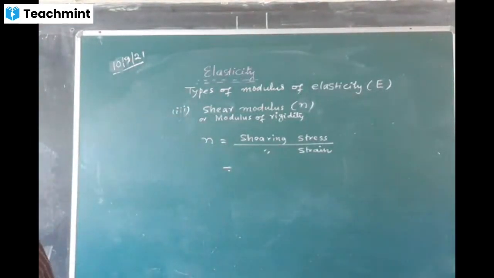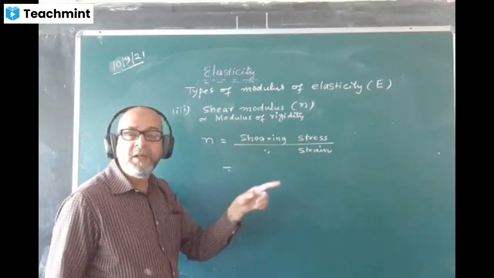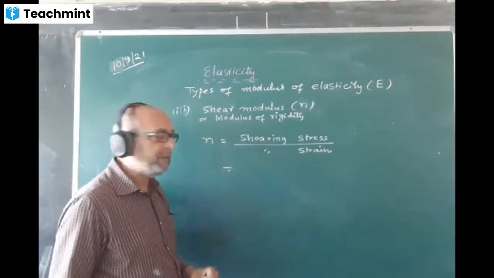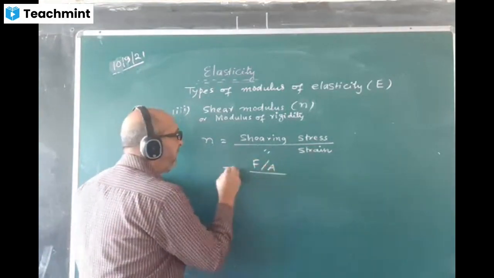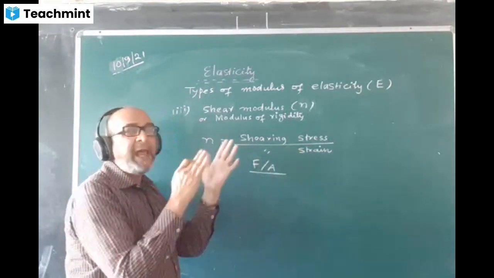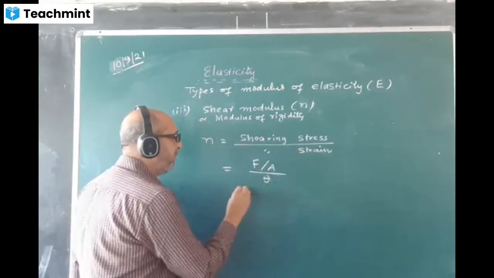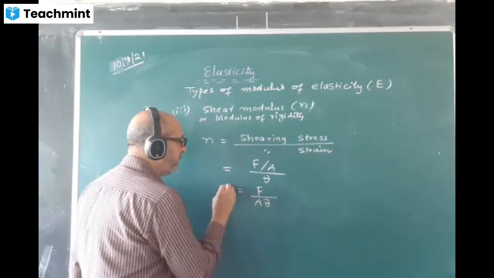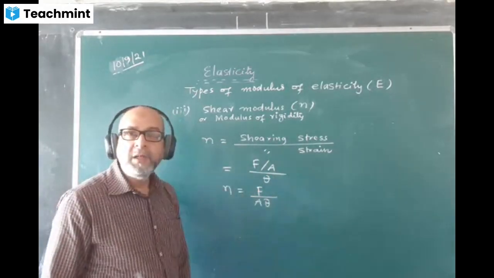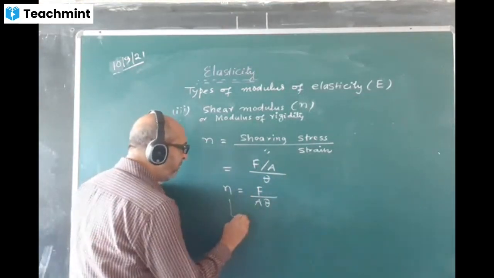And this is measured by shearing stress to the shearing strain. Shearing stress is tangential force, but not the normal force. Tangential. Formula will be same only, F by A. And the change in the shape, that is change in the angle only. Slight change in the angle is denoted by theta. Here I write F by A over theta.